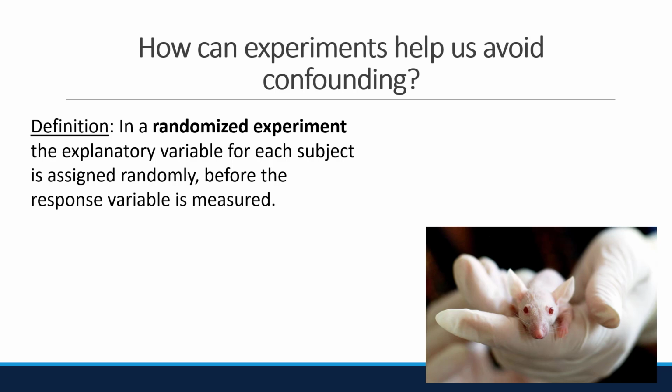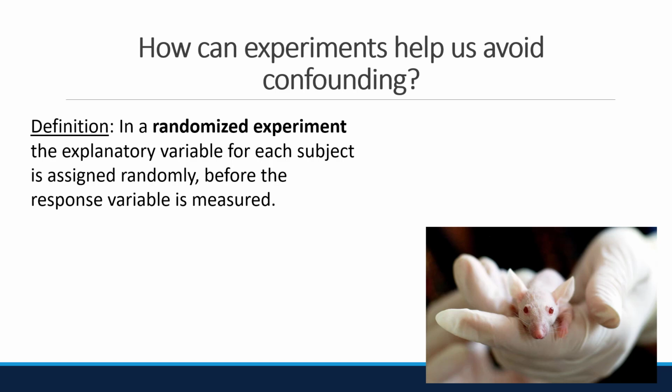How can experiments help us avoid confounding? Performing an experiment does not guarantee that confounding is not present. Careful setup and execution of an experiment can reduce the chances of confounding being present. The best way to prevent confounding is to assign values of the explanatory variable randomly. Definition. In a randomized experiment, the explanatory variable for each subject is assigned randomly before the response variable is measured. The different levels of a single explanatory variable are known as treatments.